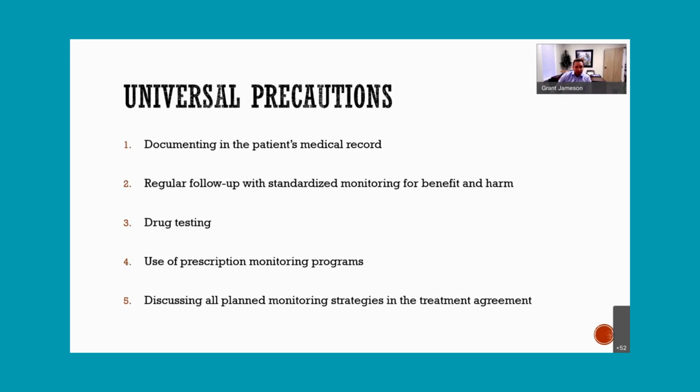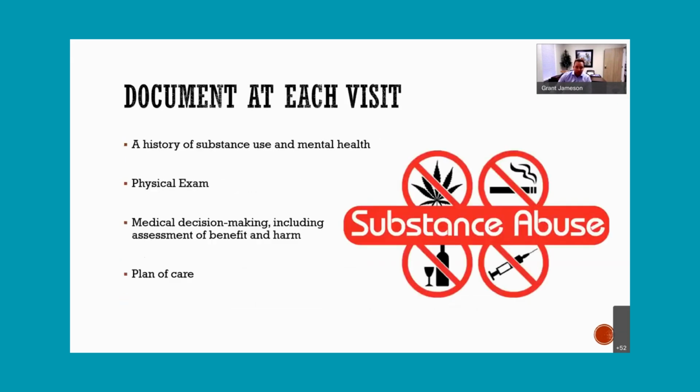So this is a list of the universal precautions, and we're going to discuss each one as we go down the list here. So you must document at least each visit. You want a history of substance use and mental health. Those are huge factors for opioid misuse. And then physical exam. So you want to look for evidence of intoxication when they come into your office, oversedation, signs of withdrawal, or any findings that may indicate that they're using these medications intravenously.